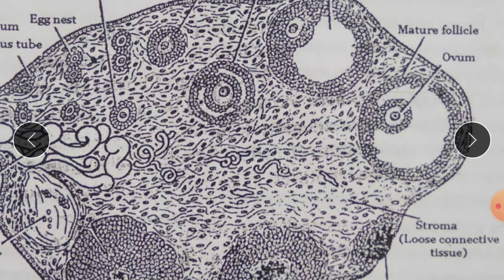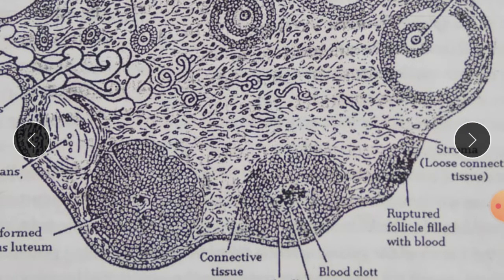And mature follicle is here. This is mature follicle. Mature follicle is called Graafian follicle. Ovum, antrum, follicular cells, granulosa layer, and this is stroma, and ruptured ovarian follicle. Now ovum is released outside, and that is called ovulation.